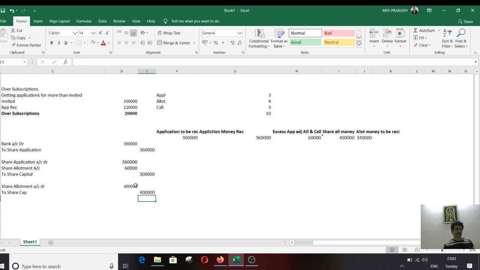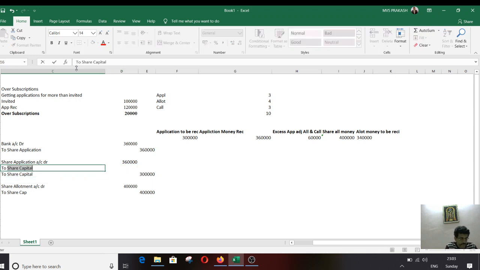But if you observe, 4 lakhs is the amount which you have to receive. But already you have credited share allotment here. So ultimately, let us see what is happening. Okay, let me change this entry here. This entry should be here, not a debit. This should be credit. So let me change this entry.